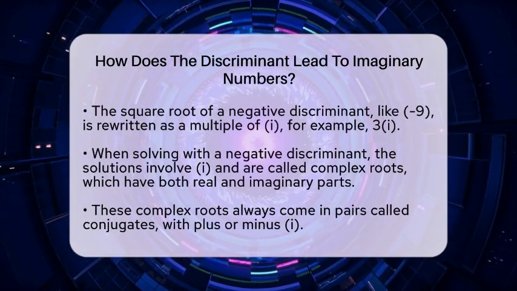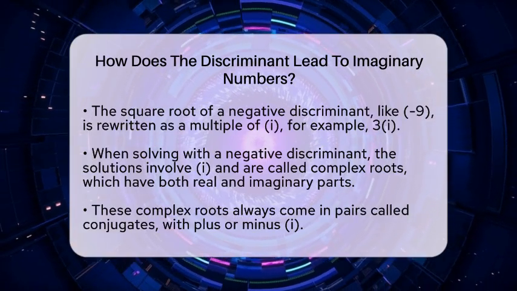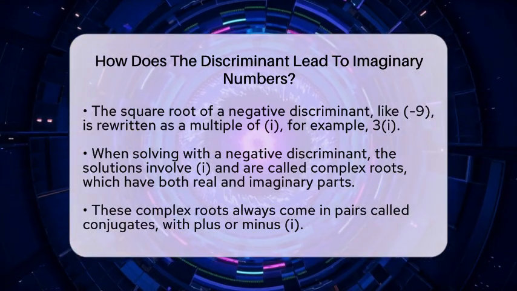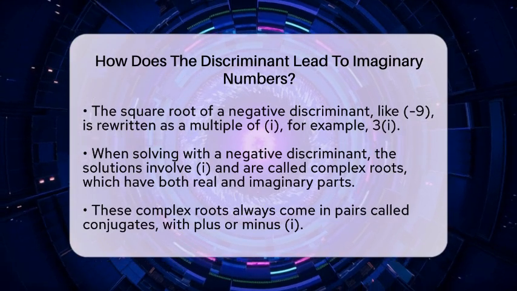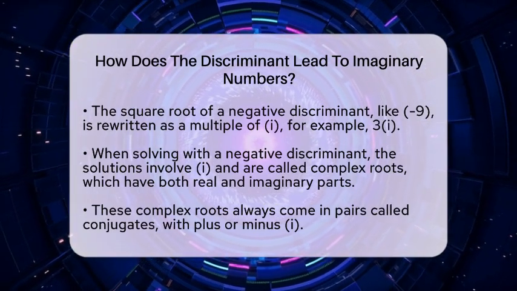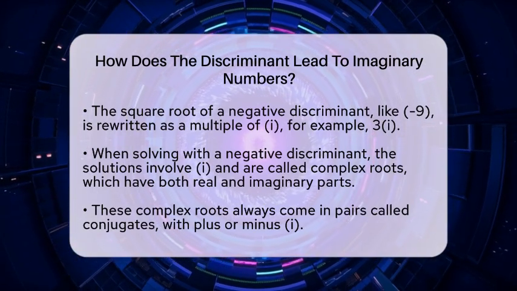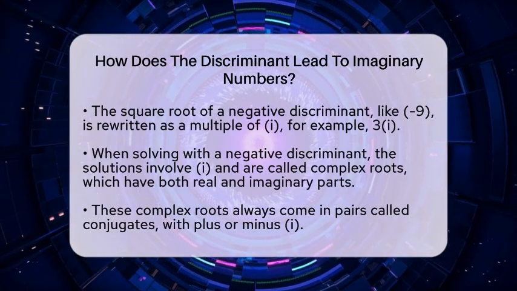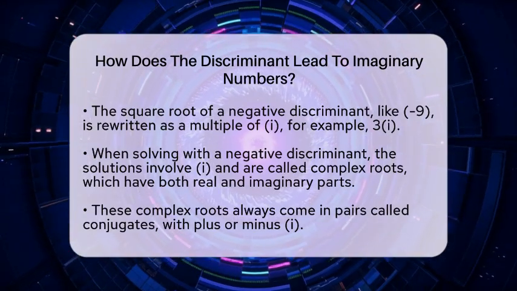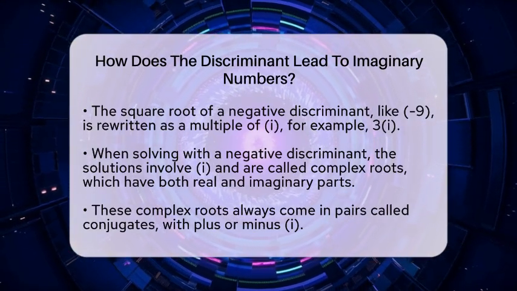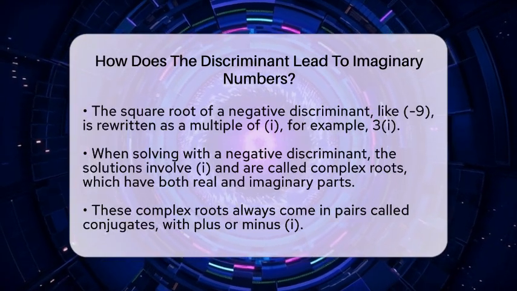They look like this: x equals (-b ± i√(4ac − b²)) / 2a. These solutions are called complex roots because they include both a real part and an imaginary part. They always come in pairs called conjugates, meaning one has a plus i and the other a minus i.